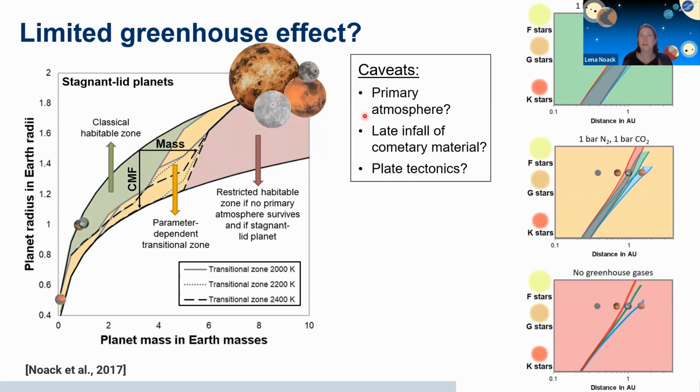These models did not include, for example, if there is still a primary atmosphere from this magma ocean stage or from the accretion of the planet. There may also be some late infall of cometary material still building up a little bit of an atmosphere. So to be honest, impactors may also erode an atmosphere. So this is a question of whether it's a friend or a foe, if you have cometary material being accreted later on. But we may also have plate tectonics.